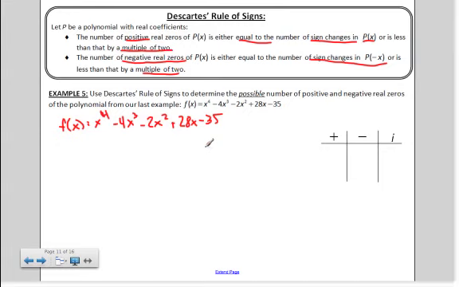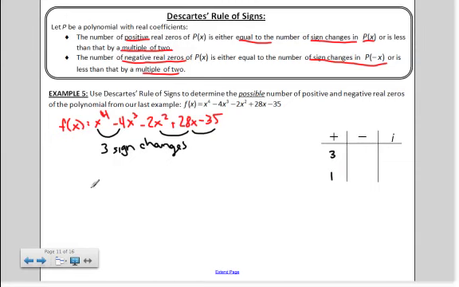Okay, now let's look at the sign changes. From the first term to the second, it goes from a positive to a negative, so there's one sign change. From the second to the third, it doesn't change. From the third to the fourth, it changes. And from the fourth to the fifth, it changes. So what do we see here? There's three sign changes, and if you go back up in the original rule, it says it's either equal to the number of sign changes or less by a multiple of 2. So 3 or 1 positive roots, and we're going to fill that in our chart.